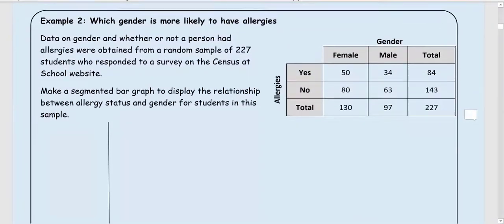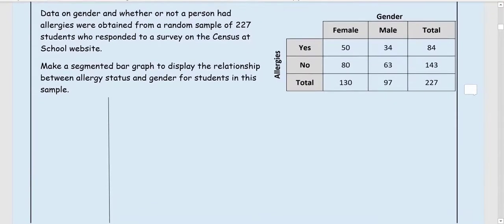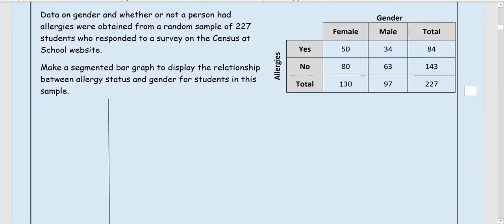So example number 2, which gender is more likely to have allergies? The data on gender and whether or not the person had allergies were obtained from a random sample of 227 students who responded to a survey on the Census at School website. We're going to make a segmented bar chart to display the relationship between allergy status and gender for students in this sample. So what we're going to do first is we need to find percentages.